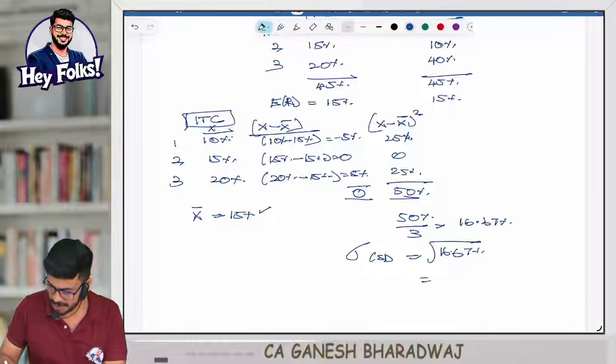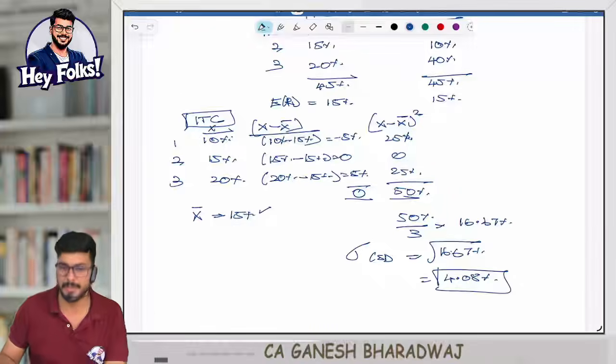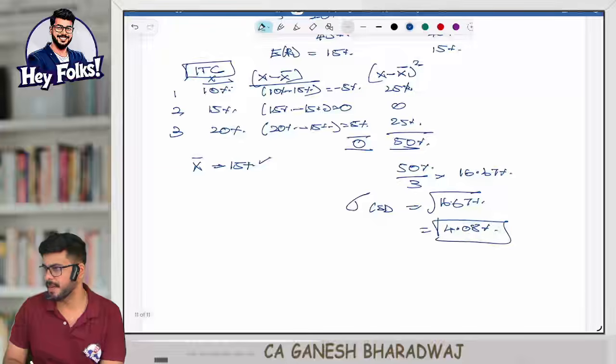16.67 percentage. How much is that, guys? Take a square root here. Roughly it comes to about 4.08 percentage. Okay, we can stop at 2 decimals here. Are you all able to understand?